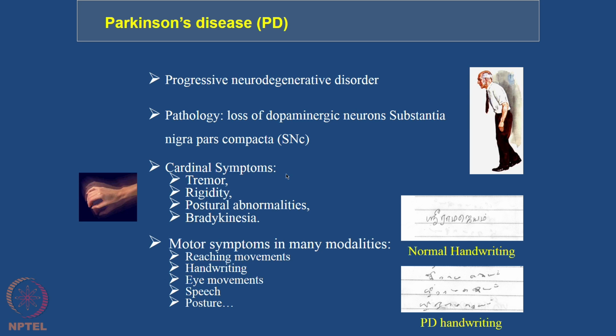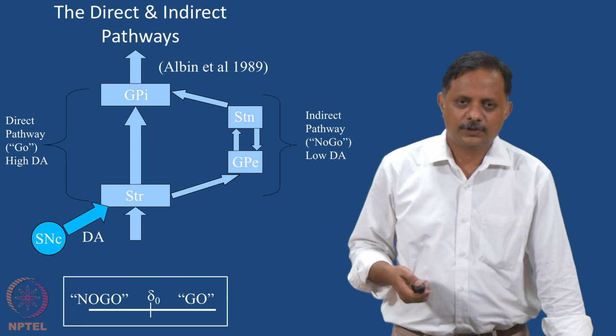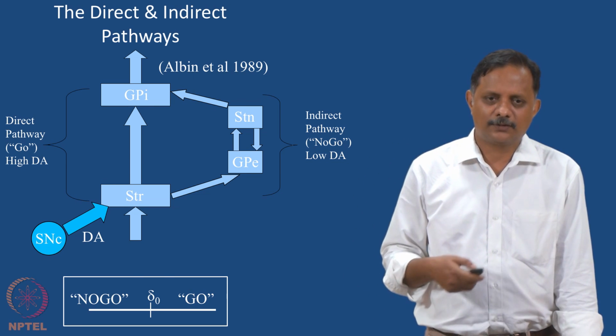In this figure, you can see on the bottom right the Tamil phrase Sri Rama Jayam, written by a normal aged person at the top, and in the picture below, you see the same thing written by a PD person. You see that handwriting is generally much smaller in a PD person compared to a normal age-matched individual. So how does basal ganglia work? What does it do? If you look at the classical view, basically it goes something like this.